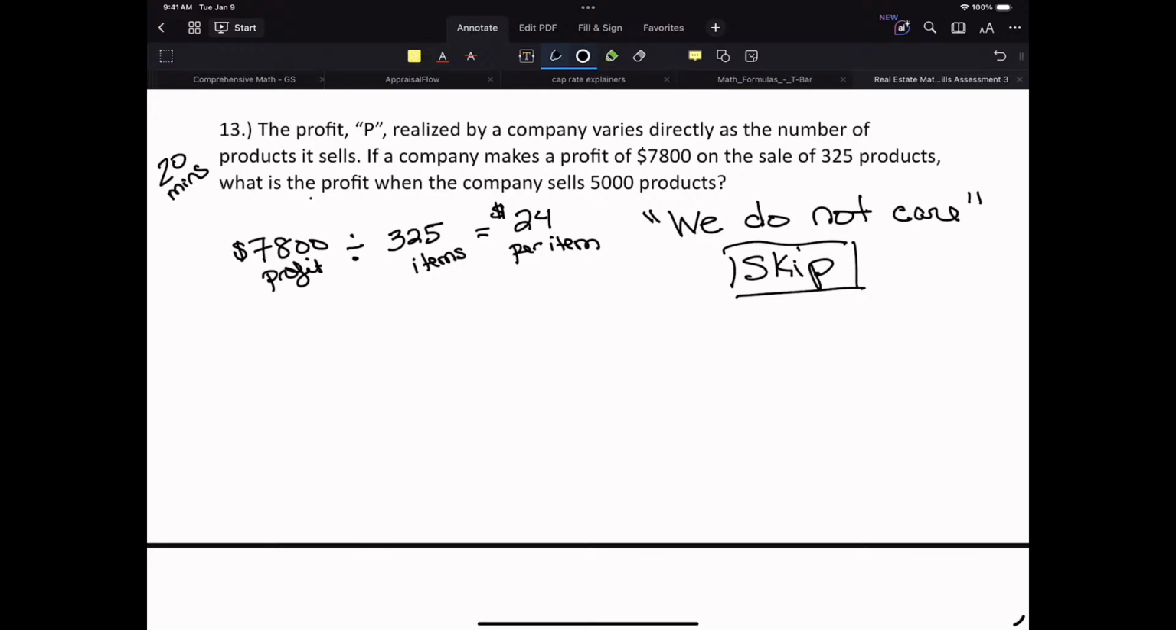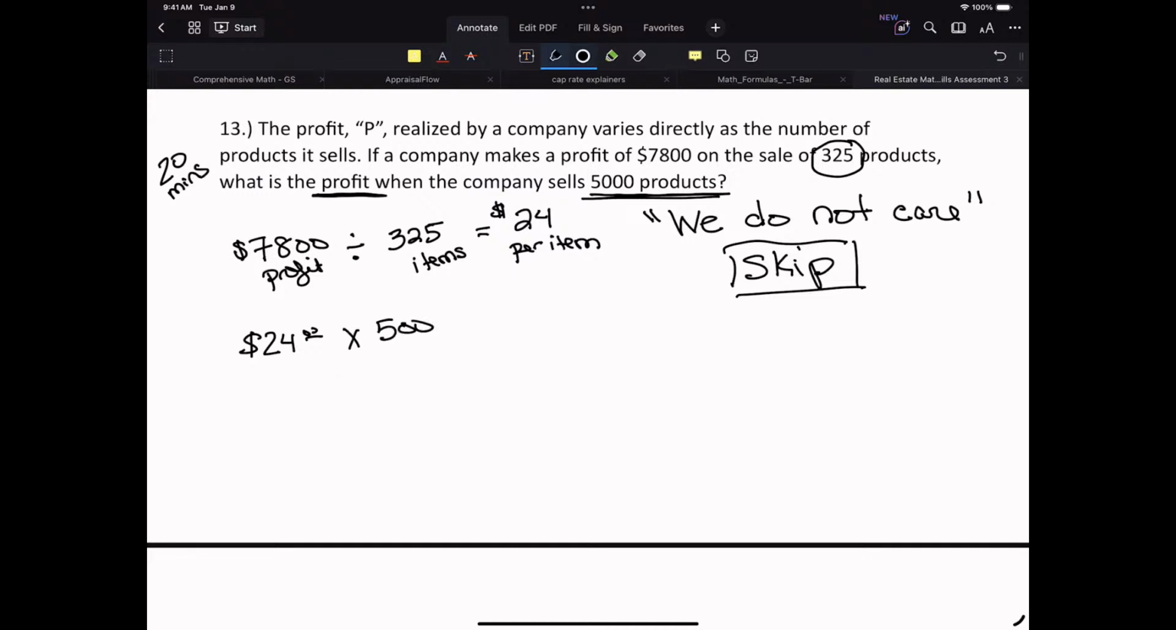Then it says, well, if that's true, what's the profit when the company sells 5,000 products? This was just 325 products. 325 products times $24 per item will give you $7,800. So what am I going to do? Well, I know it's $24 per item for profit. We sold 5,000 items. So I'm going to do 5,000 times $24.